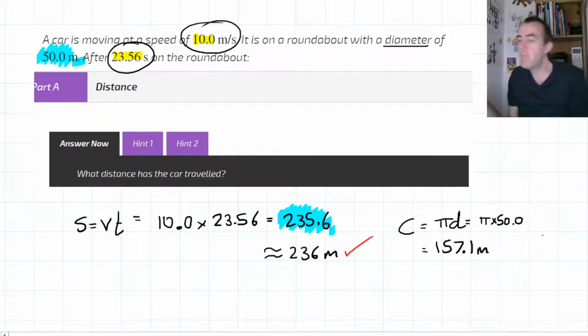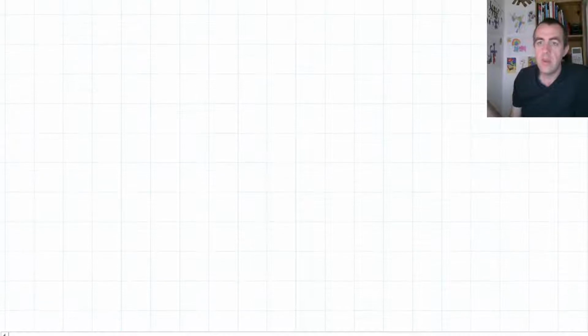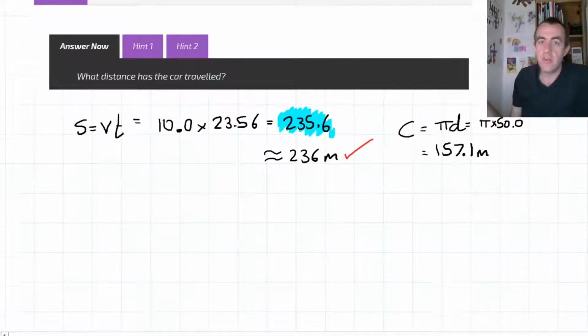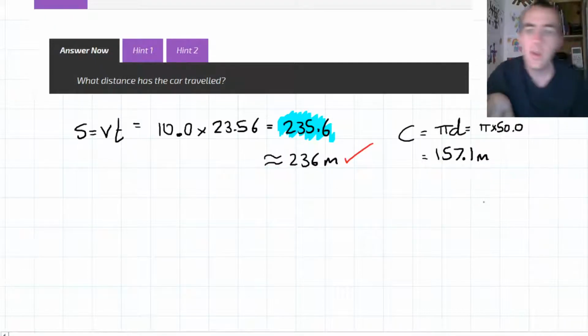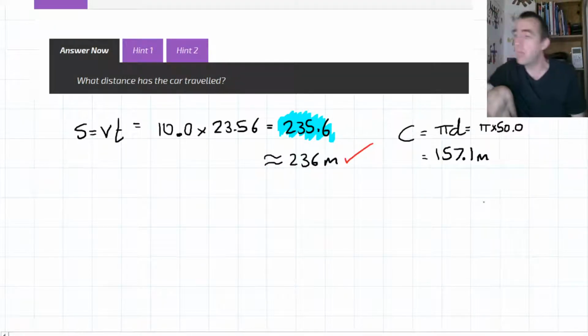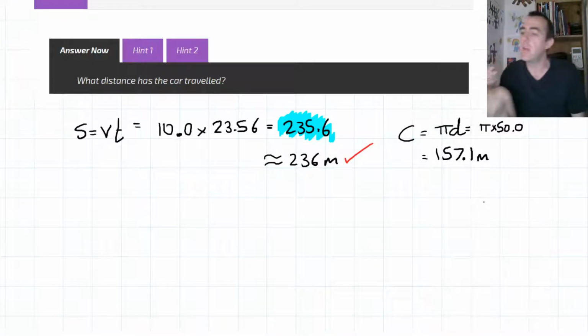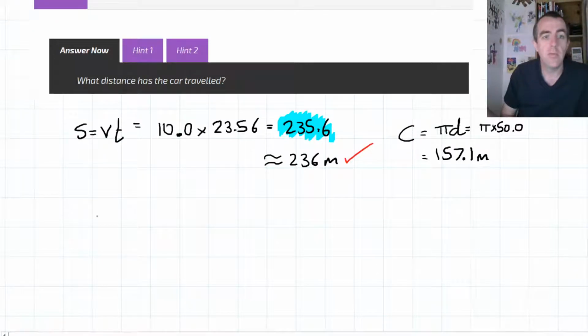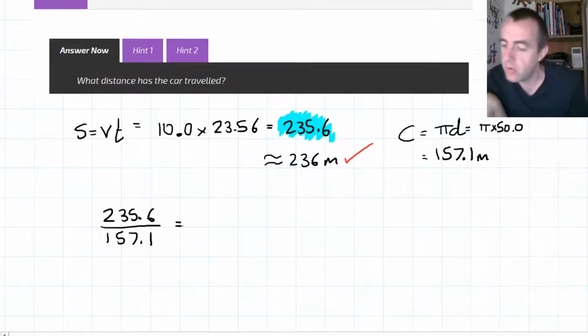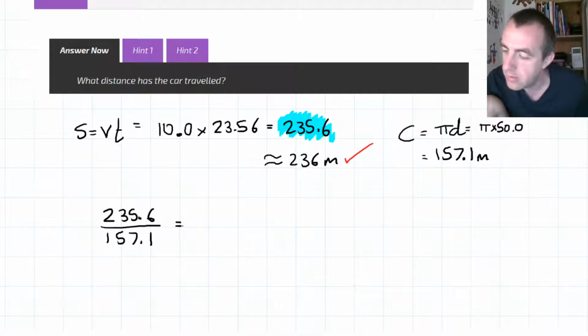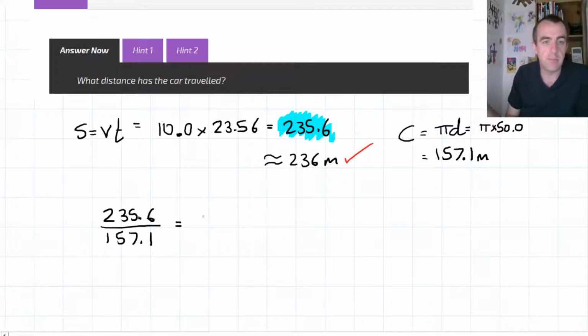157.1 meters. That's the circumference of the circle, and we travel a distance of 235.6 meters. So basically the question is, how many times do we go around our circle? So if we do the distance we travel divided by the circumference of a circle, that tells us how many times we've gone around our circle. The number of times we've gone around the circle is going to be 235.6 divided by 157.1, close to it. So 235.6, and do that. That's 1.5 times.